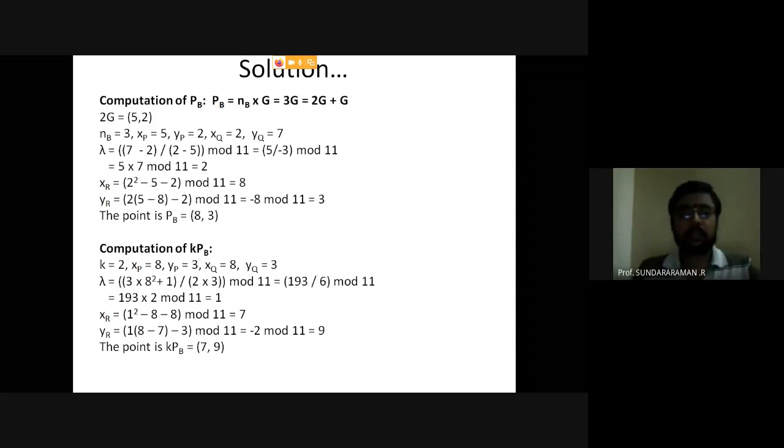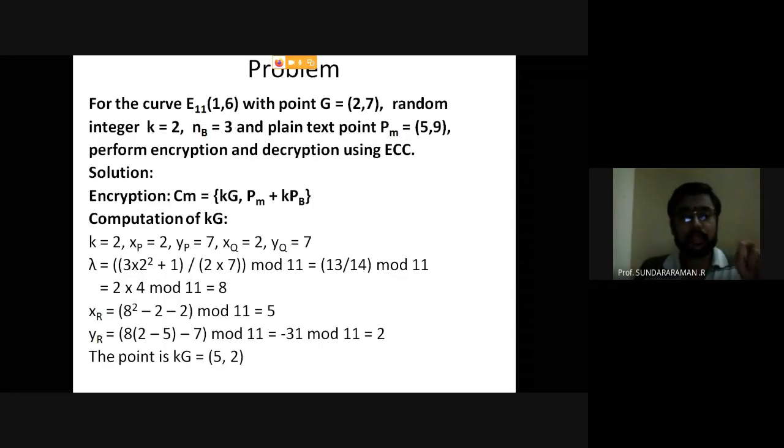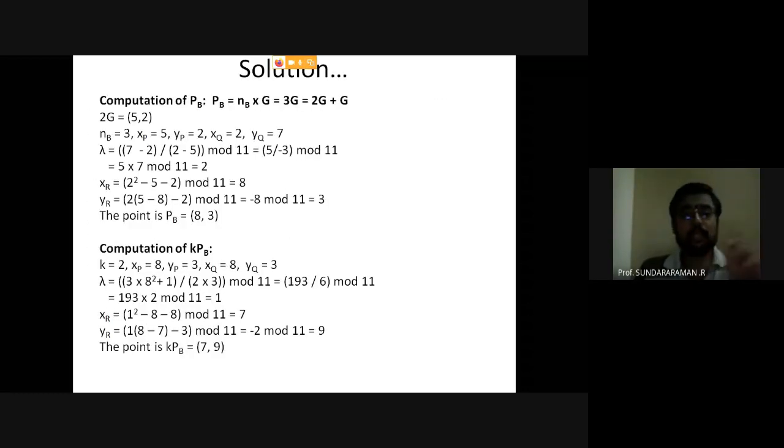Now PB is computed by user B. Now user B will send me PB. At user A, what he has to do is compute k into PB. K is already given. What is the k value? K value is equal to 2. So 2 into PB, which is nothing but point doubling. So 8 comma 3, 8 comma 3, as you know the lambda equation is 3 into xp square plus 1 divided by 2 yp mod 11, which gives me a value of 7 comma 9. After applying lambda to xr and yr, we get k into PB equal to 7 comma 9.